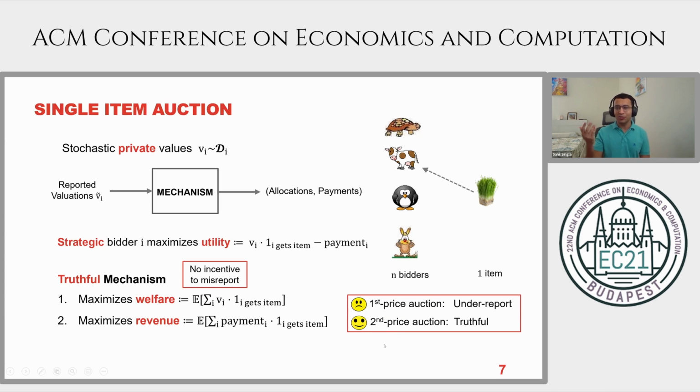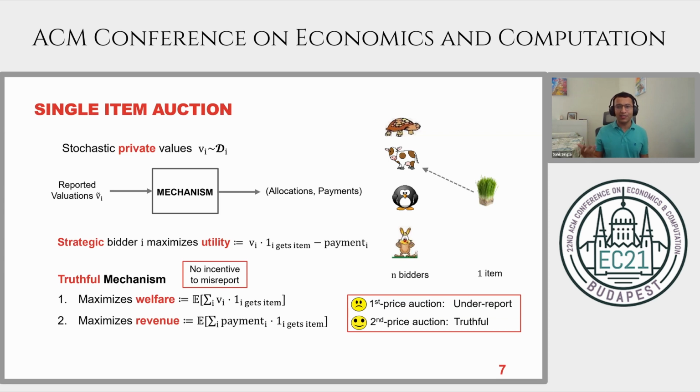In the first price auction, you ask all these bidders their valuations, and then give the item to the highest bidder and charge them their bid. This is not a truthful mechanism, simply because maybe the highest bidder wants to underreport. If they report truthfully, then you're going to charge them their entire valuation. They'll be left with effective utility of 0.